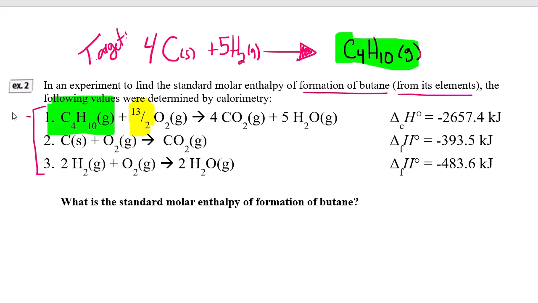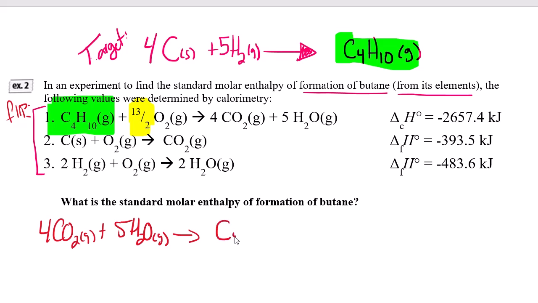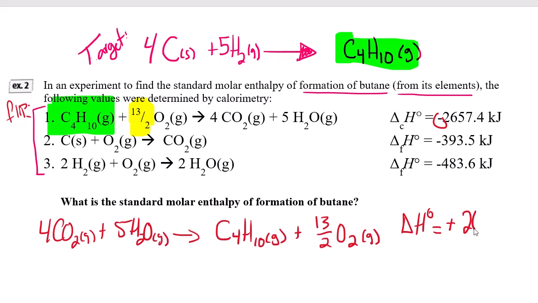So that means that with this guy, I'm going to flip him. And then I don't need to do any other math to it. So let's flip it left to right. That'll be my first equation. 4 CO2s plus 5 water vapors gives me 1 butane and 13 halves oxygen. Now don't forget, we need to flip the sign of the enthalpy. So this is now positive 2,657.4 kilojoules.